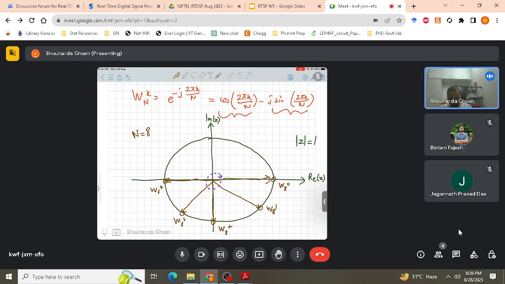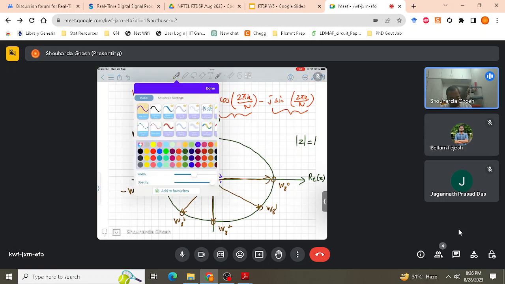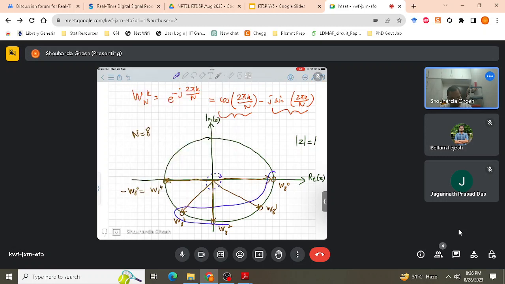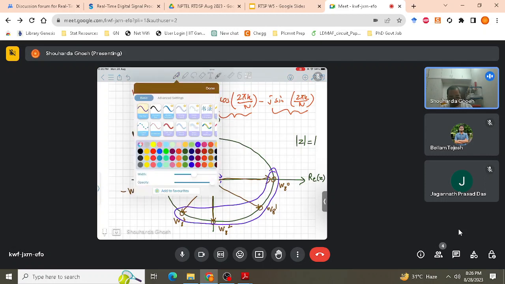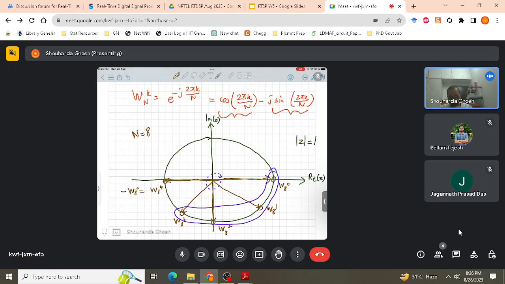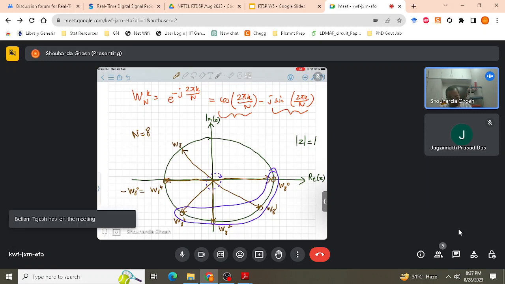So what can I write? This is minus W8 of 0. See, once I have calculated these first few vectors over here, I no more need to worry about the rest. The rest of them I can flip the vectors and get the answer. Now what will happen over here? It's minus W8 of 0. Correspondingly, I flip this W8 of 1 around, I get W8 of 5, and that's minus W8 of 1.